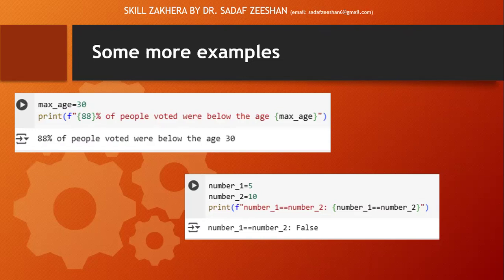So you see the difference. If you do not put a curly bracket over here, it is not going to be read as a variable. Instead, it is going to be written exactly as it is in the print.